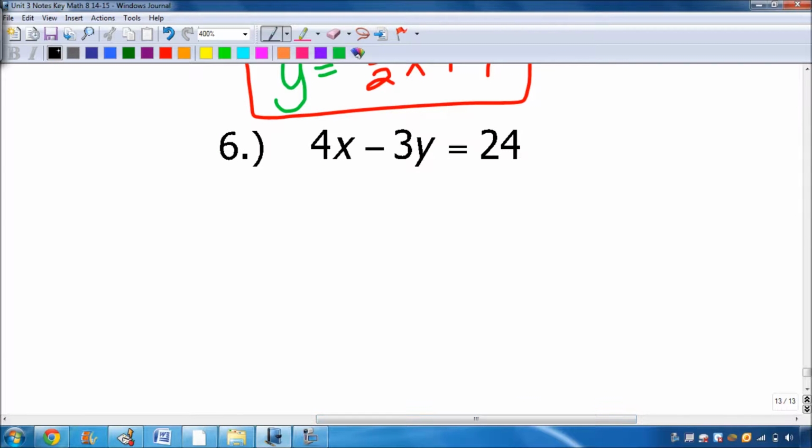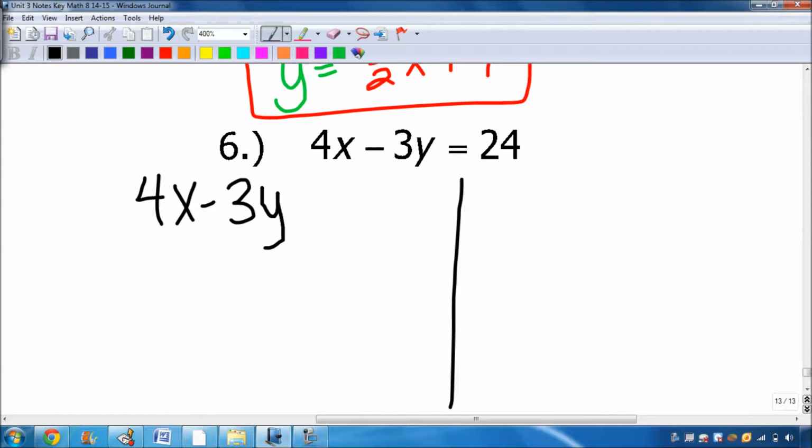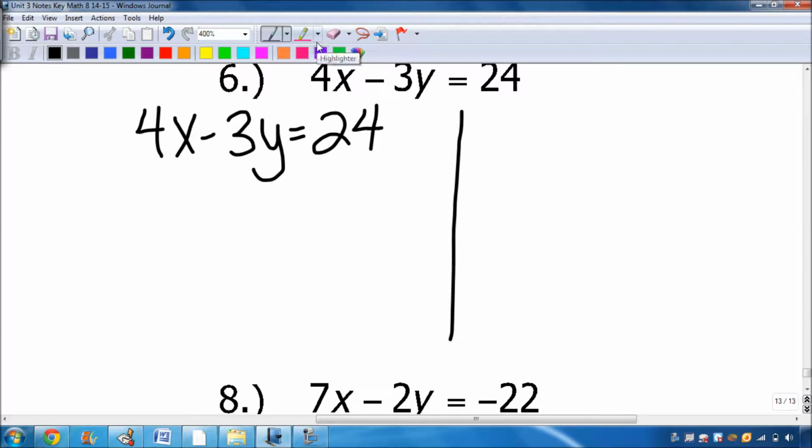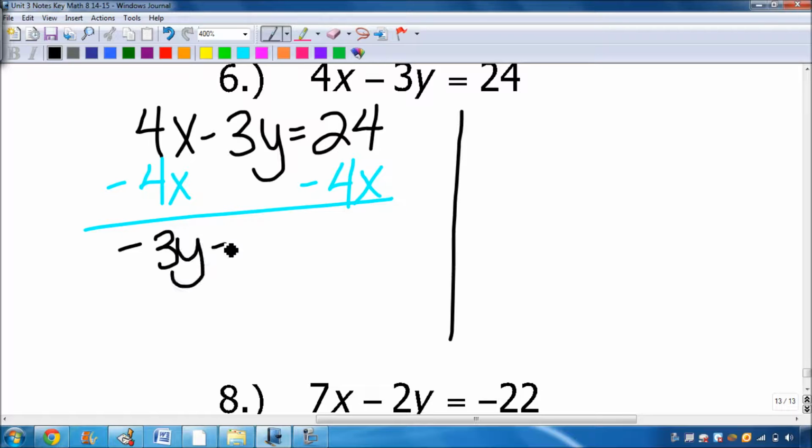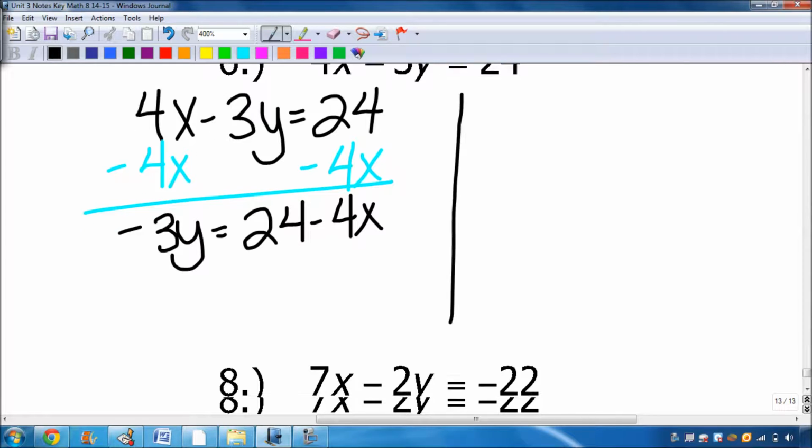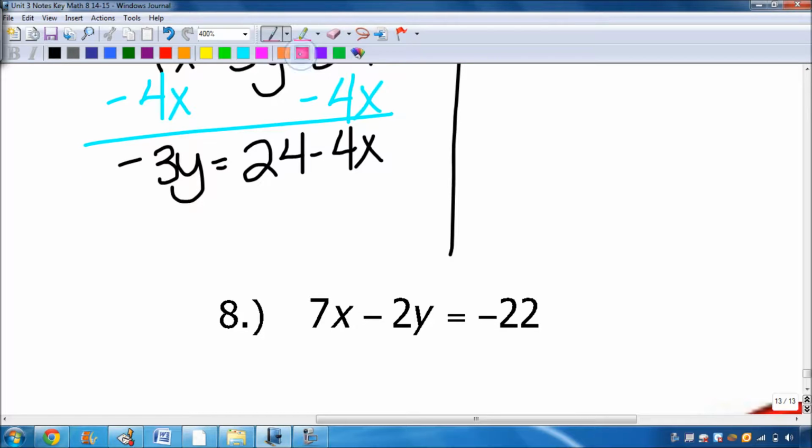Again, we're going to solve this 2 different ways, okay? Please make sure you get both ways down. This is very similar. So for this one right here, I'm going to get rid of the 4x first. To get rid of it, I'm going to subtract 4x from both sides. Alright? So then I end up getting negative 3y equals 24 minus 4x, or you can say negative 4x plus 24. It's again your choice.